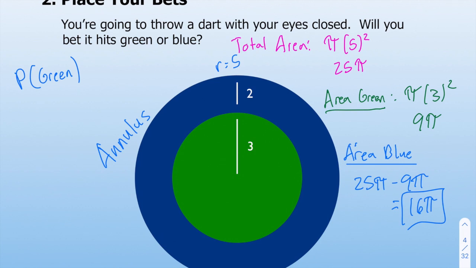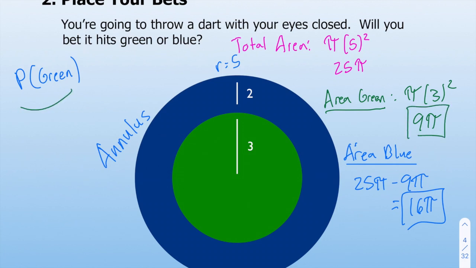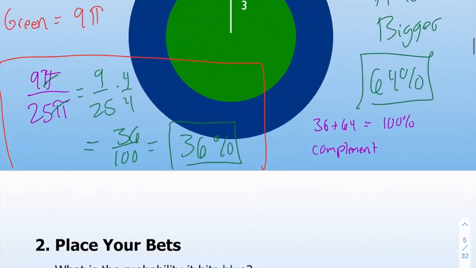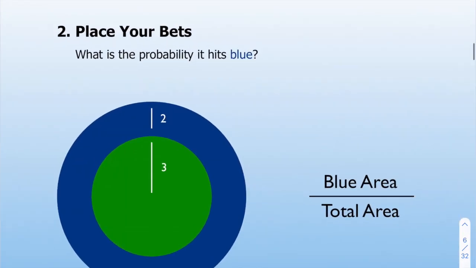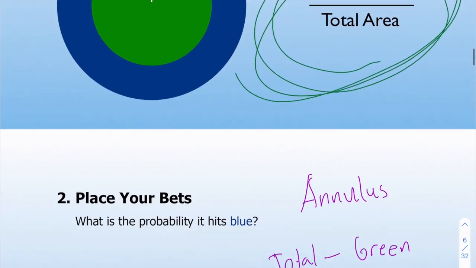And just showing you in terms of probability now, you will take the area of the green. So probability of the green, it would be 9 pi divided by what? What's the total area? 25 pi. The pi's do cancel out, but we're going to scroll down later. I'm just going to scroll down. Okay, so it seems like in general you want to place the bet on the blue one because it's higher probability. That's the key. Okay, so the probability it hits the blue. Boom. That's the probability. Blue area over total area.